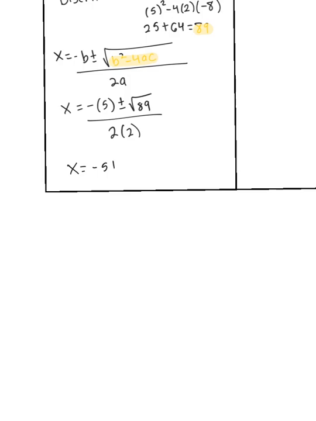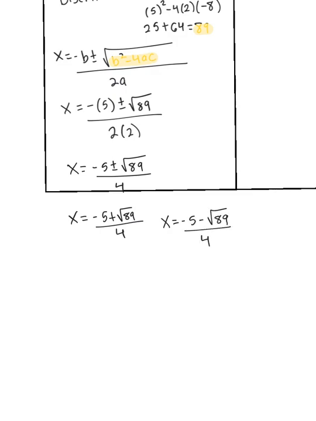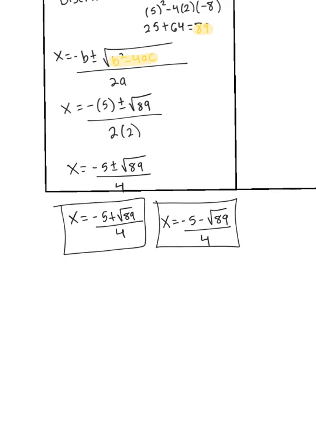The square root of 89, you can't do anything to simplify that any further. So I'm just going to leave it as the square root of 89, and then I'm going to put that all over 4. If I were to write this out as two separate answers, I'd have negative 5 plus the square root of 89, all divided by 4, and then negative 5 minus the square root of 89, all divided by 4. And those would be my two answers.